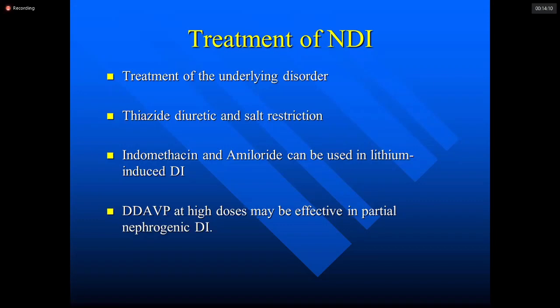بينما بحالات النفروجينيك diabetes insipidus بنحاول نعرف السبب، مثلا إذا كانت hypercalcemia أو hypokalemia we can correct أو obstructive uropathy، وممكن نعطي medications مثل thiazides والsalt restriction اللي ممكن تخفف الwater loss اللي بيصير عن طريق الكلى. وممكن كمان نستخدم medications مثل الاندوميثاسين والاميلورايد في certain cases of lithium-induced diabetes insipidus. ومرات قليلة ممكن استخدام الديزموبريسين بكميات كبيرة تساعد الناس اللي عندهم partial nephrogenic diabetes insipidus، يعني it's not all resistant.